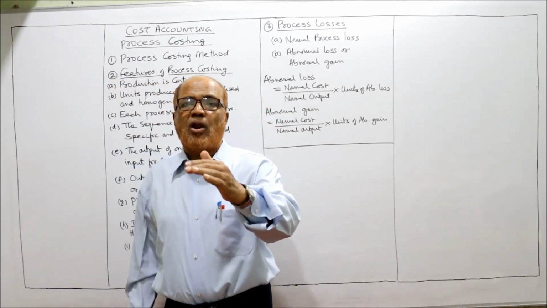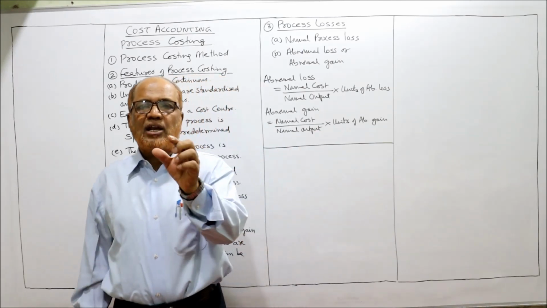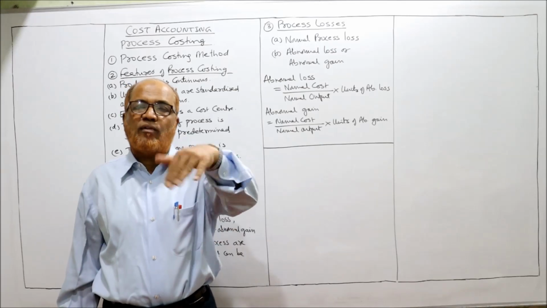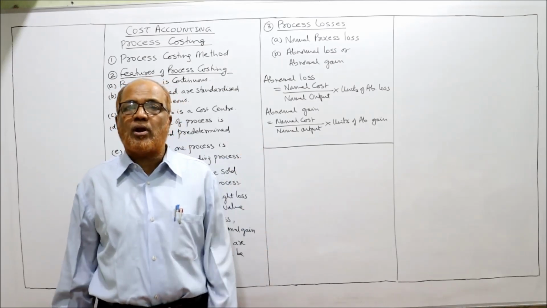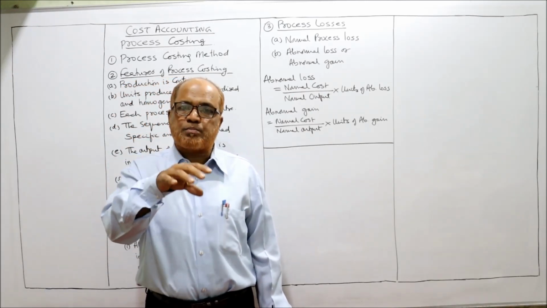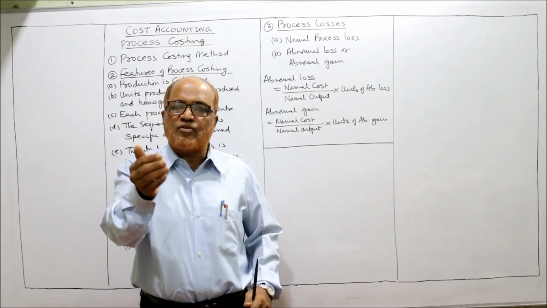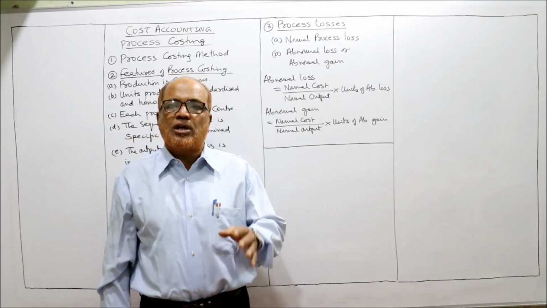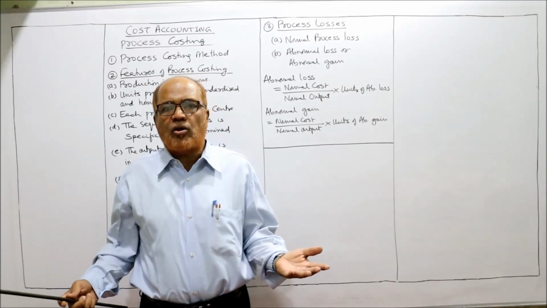Abnormal loss means the loss which is over and above normal loss. If any loss is incurred over and above normal loss, it is called abnormal loss. Simple example I will give you. If the sugar manufacturer expects that 10% will be the loss, and 100 tons of sugar cane are introduced, they should get 90 tons of sugar. That is 10% normal loss.